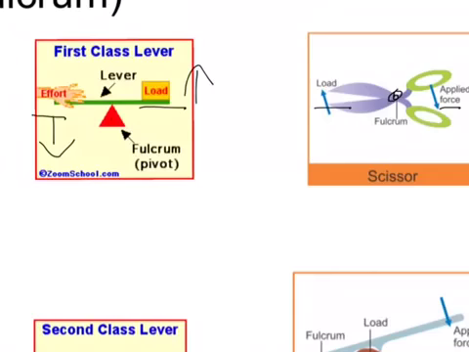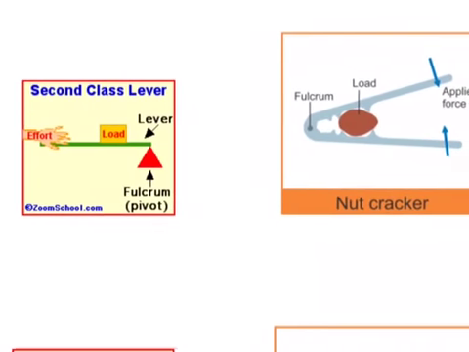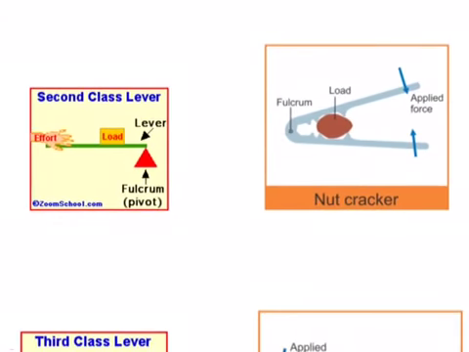The second type of lever is a second-class lever. Now, for this one, both the effort and the load are on the same side of the fulcrum, but the effort is further out. So it goes fulcrum on one side, your load or whatever you're trying to lift in the center, and then you add effort to that outside.